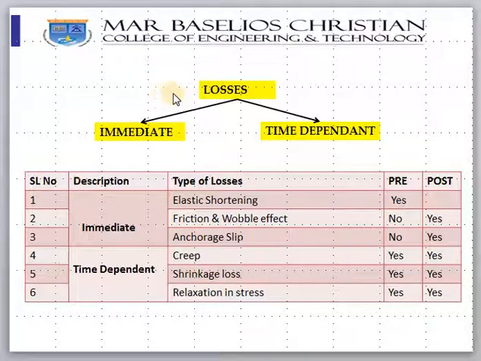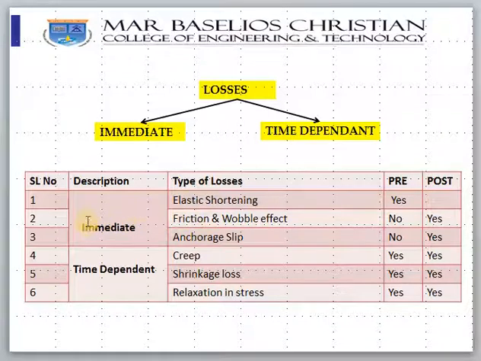So in general the losses are of two types. One is immediate loss, in the sense that once it is stressed and released, it suddenly happens at that point of time, which is called immediate losses. And time dependent means over a course of time, as time progresses, there can be some other losses. These are the two main categories. I'll just touch upon them, and we will go into detail on each one by one.